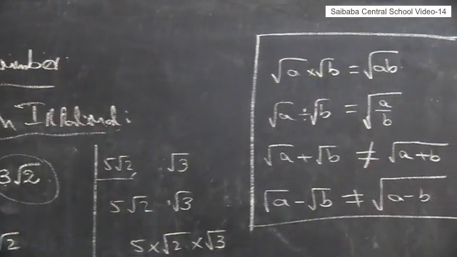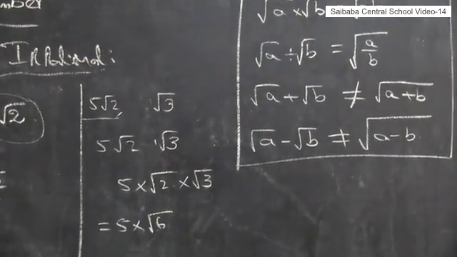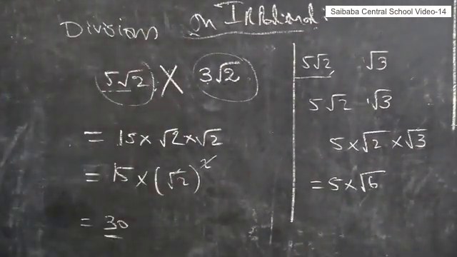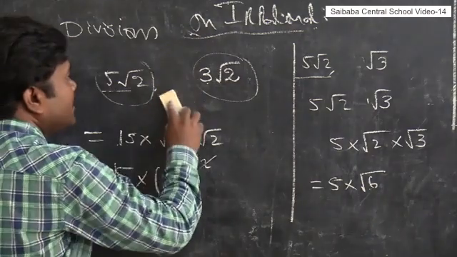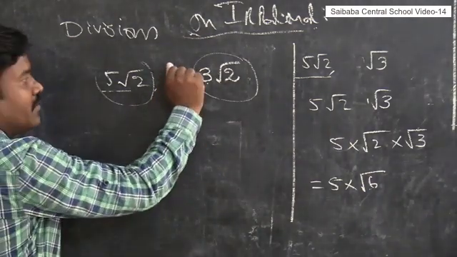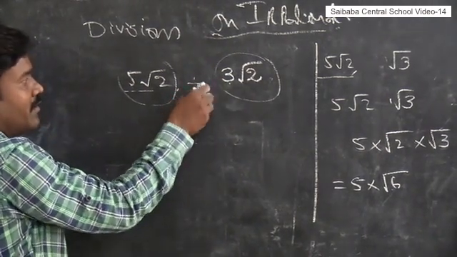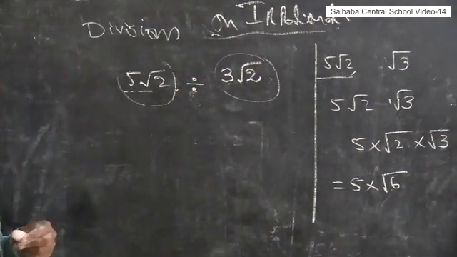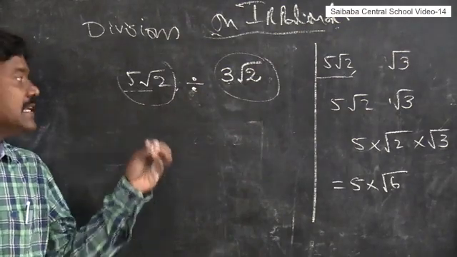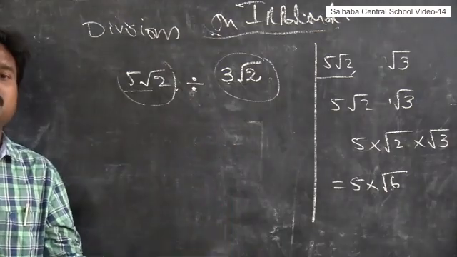Then now I am going to explain divisions on irrational numbers. Same procedure. Like multiplications only, we are doing divisions. Multiplications or divisions, same procedure. What is the method? First, we are dividing the rational part and then dividing the irrational part separately.